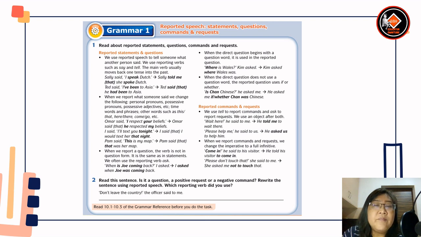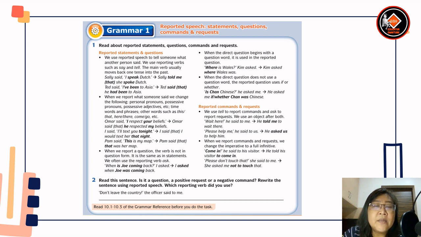Ted said, I've been to Asia. So the sentence is, Ted said he had been to Asia. So this is the reported speech. Or you can write, Ted said that he had been to Asia. When we report what someone said, we change the following: personal pronouns, possessive pronouns, possessive adjectives, time words and phrases, and other words such as this, that, here, there, come, go, and others.